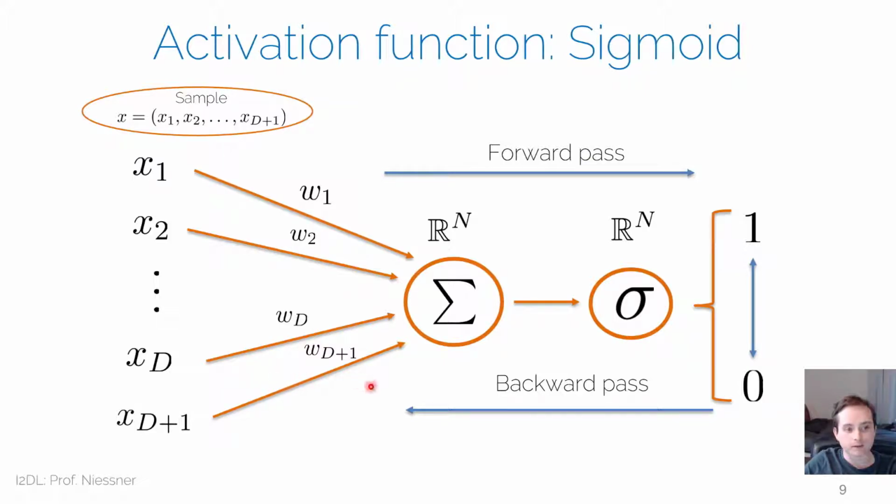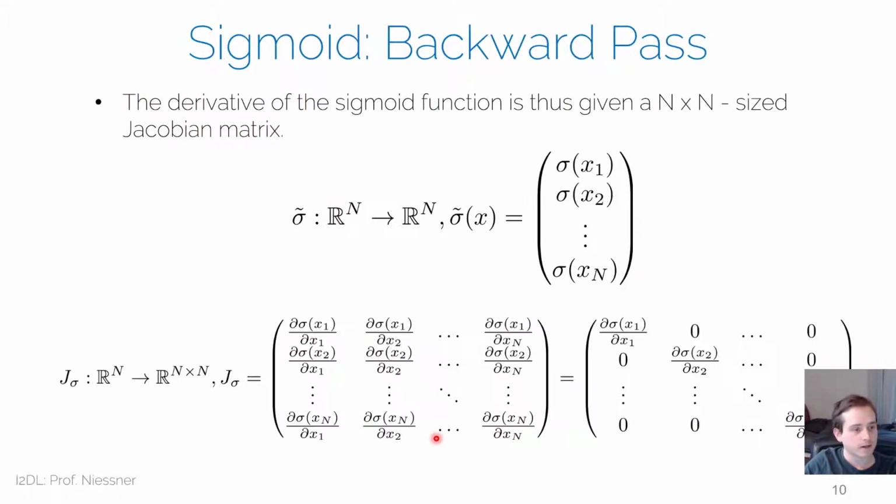Now we want to do the backwards pass. So before we look at the code, I would like to do the derivation on paper. So we saw that the sigmoid tilde that we're using is a function from Rn to Rn, and that does it for every coordinate. And as a function from Rn to Rn, the derivative is, of course, a matrix. It's the Jacobian matrix of this function.